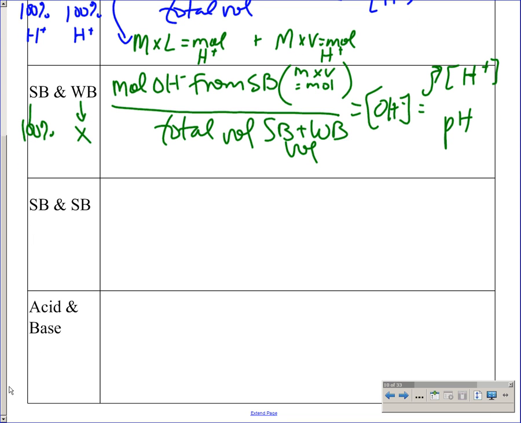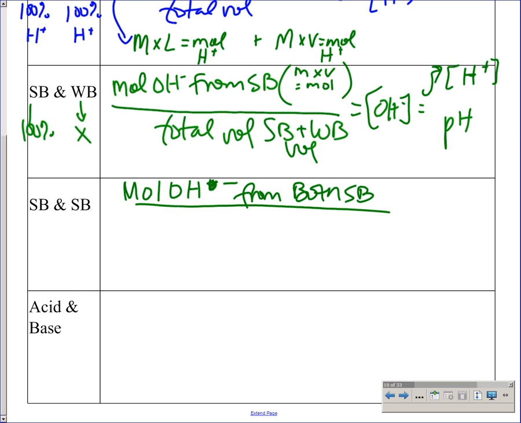Strong base and strong base is very similar to strong acid and strong acid. Both of them contribute to the OH concentration. So you're going to take your moles of OH from both strong bases and divide it by your total volume of strong bases, both of them. And that's going to give you your OH concentration, and you'll do the same thing as before to get to your H plus and then your pH.